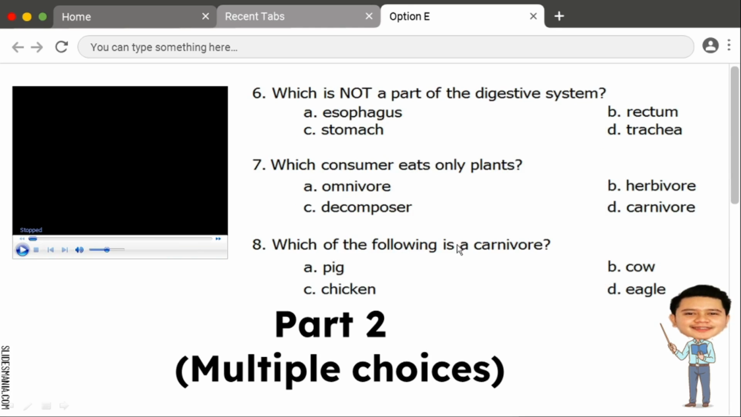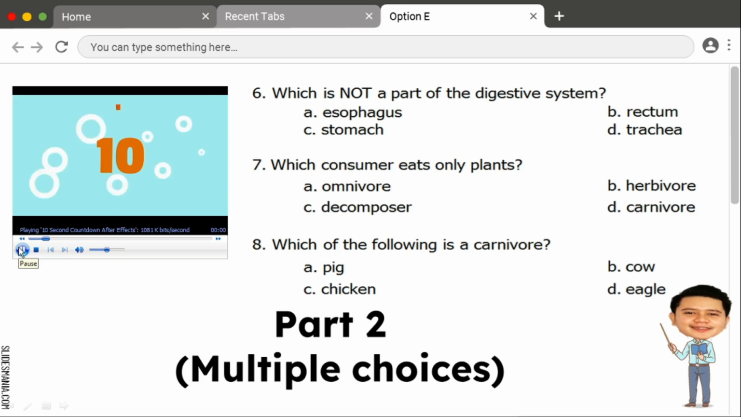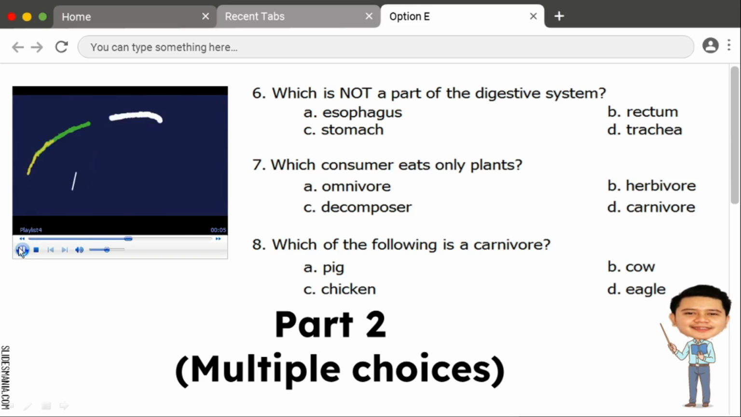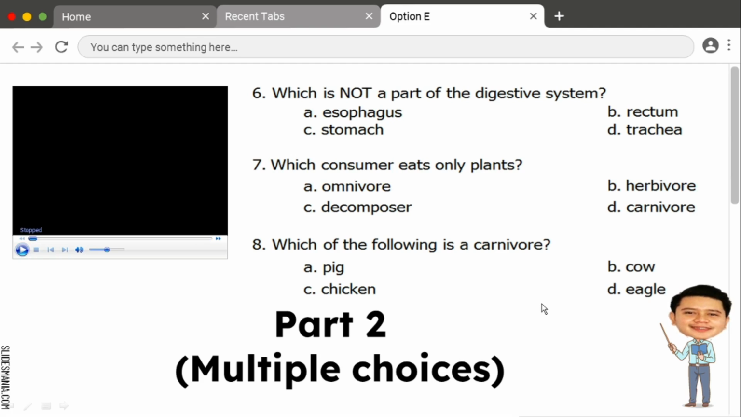Okay, next. Number 6, 7, and 8. So, number 6. Which is not a part of the digestive system? Is it A, esophagus, B, rectum, C, stomach, or D, trachea? Okay, 10 seconds starts now. Alright, so the correct answer is letter D, trachea.